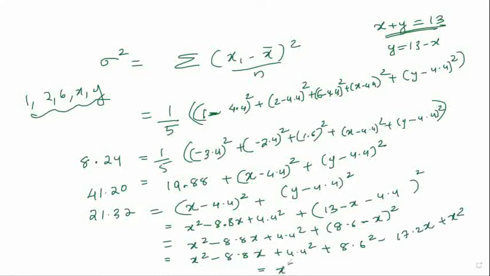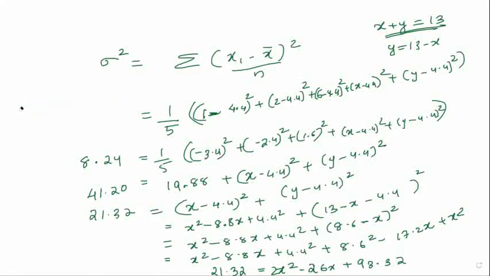So we'll reach an equation: x square plus x square, 2x square, then minus 8.8x and minus 17.2x. When you add those two, you will get minus 26x, plus 4.4 square plus 8.6 square, that you will get as 93.32. So on this side, I have 21.32. Now we got a quadratic equation.